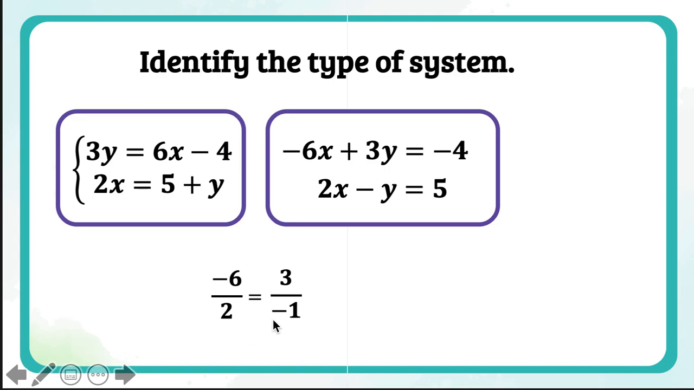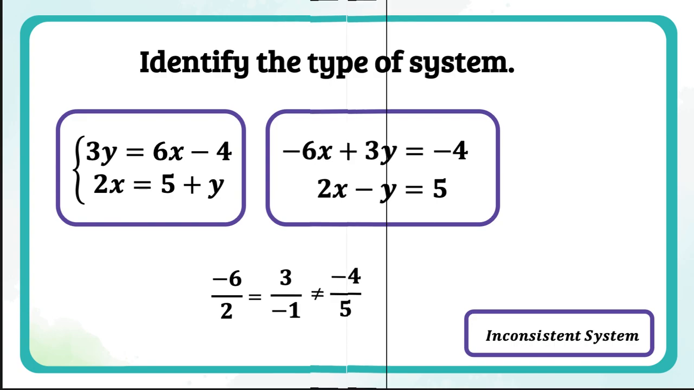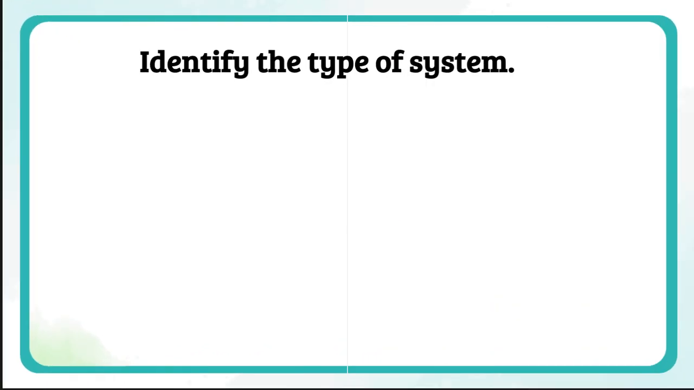So they're equal, negative 3. So we have to check whether the last one will be equal or not. Okay, so the last one will be negative 4 over negative 5, which is not equal to negative 3. So therefore, this type of system is what we call inconsistent system. Let's proceed to my last example.